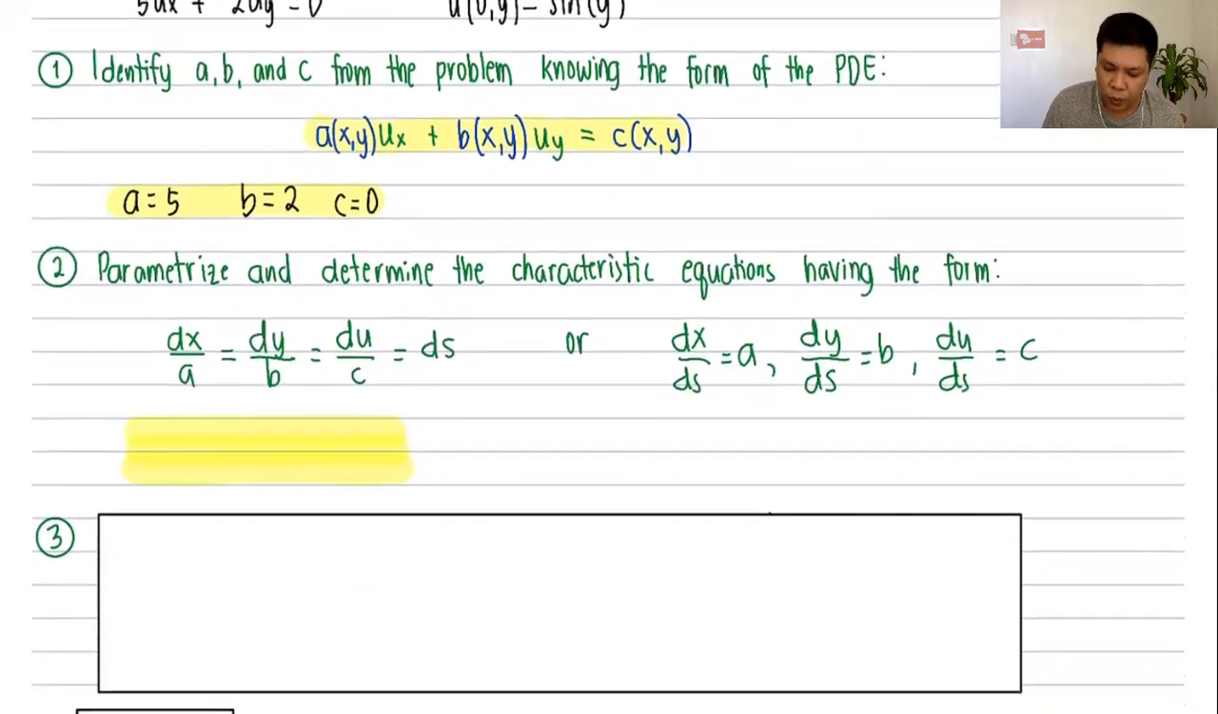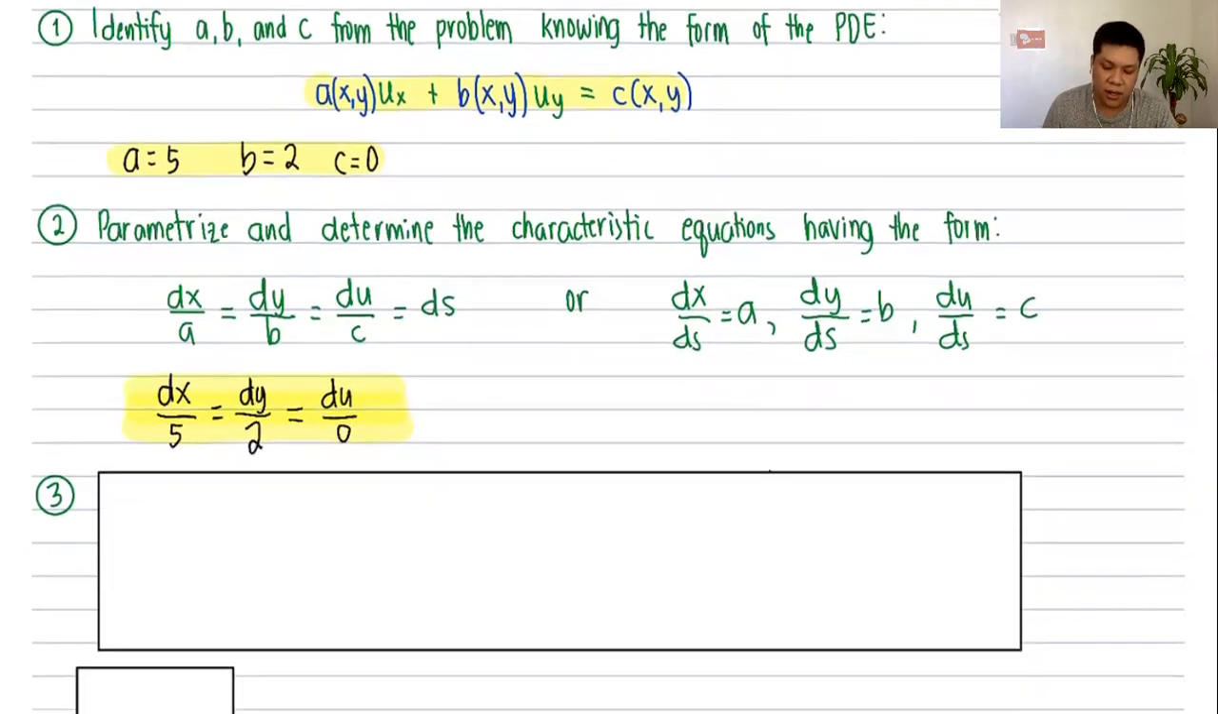Okay. Therefore, what I do now is to write dx and just follow the form. dx over A, so that's dx/5, is equal to dy/2, is equal to du over C, which is 0. Okay? So these are now the set of characteristic equations that will form our characteristic curves.